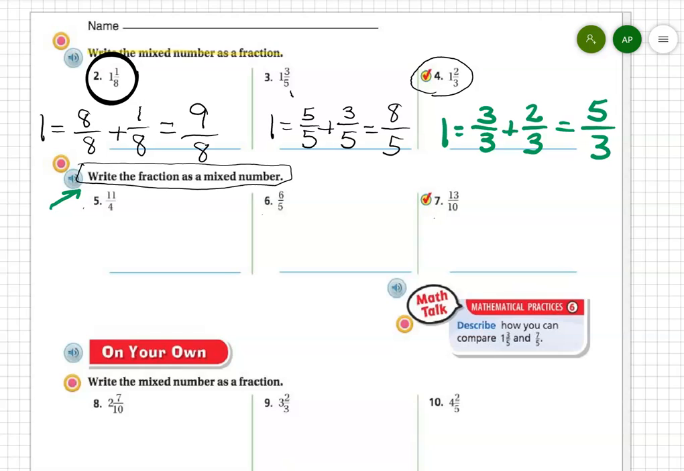We jump down to number 5, the directions change. They want us to write the fraction as a mixed number. So there's a couple of ways that we can do this. We can think of this as a division problem, just like I showed you. And I'm just going to sneak down here to do the actual division. So when I divide, I get 2 3/4.